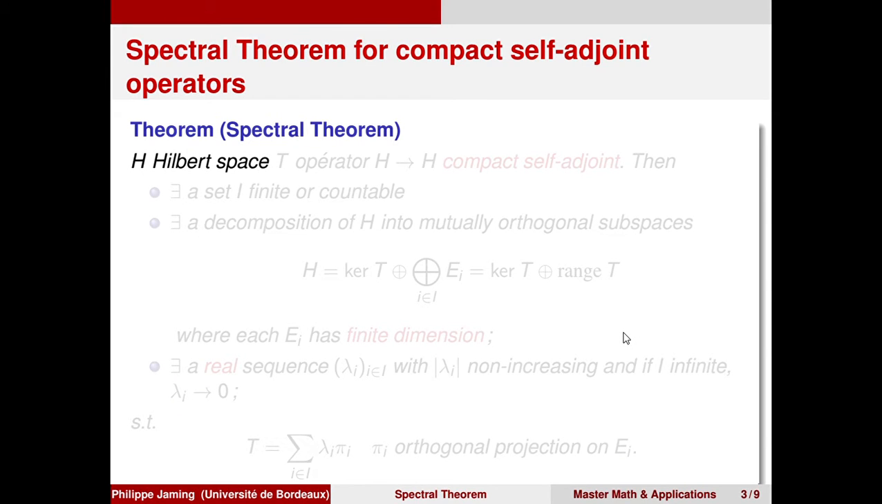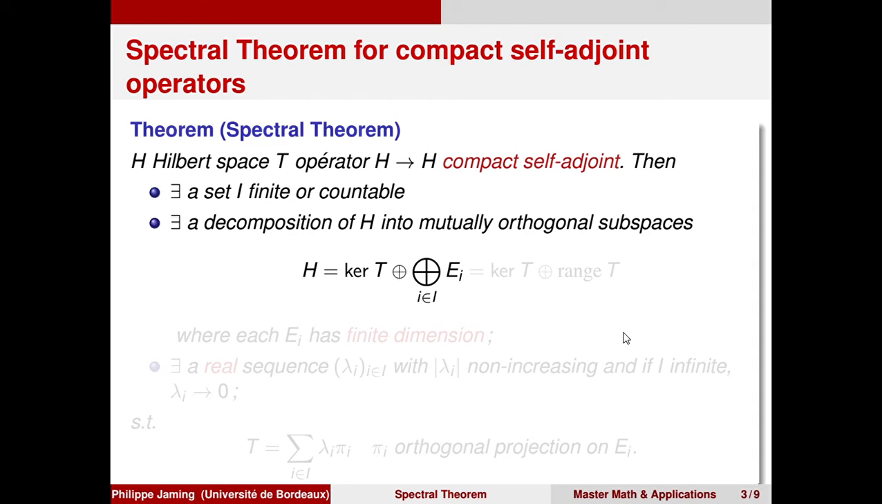So let us state the theorem. Start with a Hilbert space H, an operator T from H to H, which will be compact and self-adjoint. Then there will exist an index set I, which is either finite or countable, and a decomposition of H into mutually orthogonal spaces, such that H is the kernel of T plus the direct sum over i in I of E_i. This last sum, the sum over i in I of E_i, is the range of T. So that, like all self-adjoint operators, H is written as the kernel of T plus the range of T. Moreover, each E_i has finite dimension.